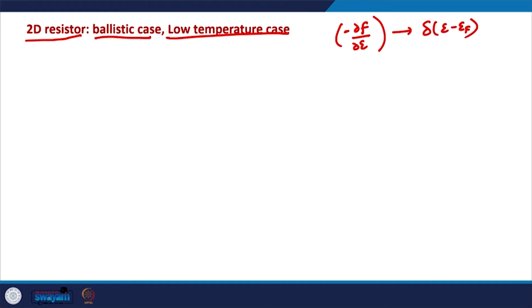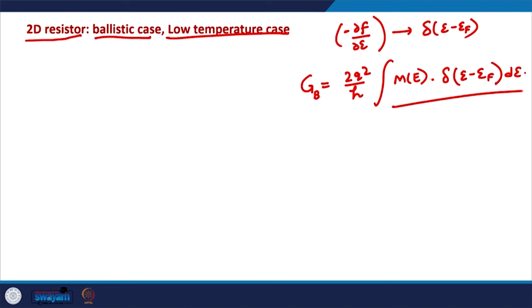Okay. So, in this case the ballistic conductance is 2q square by h times the integration over all energy values of M(E) times delta(E minus EF).